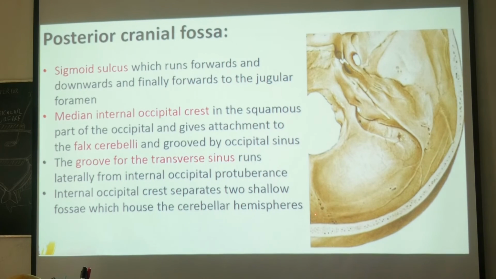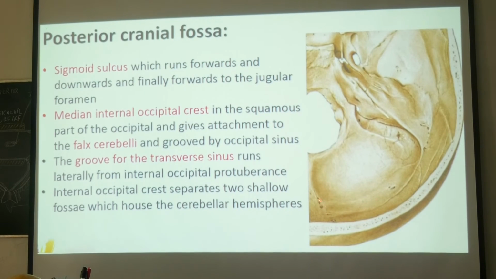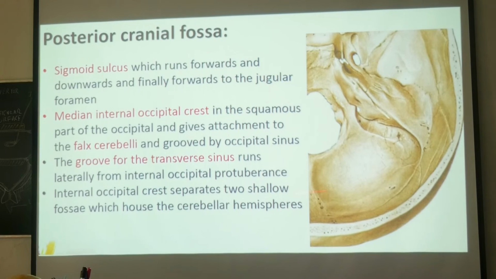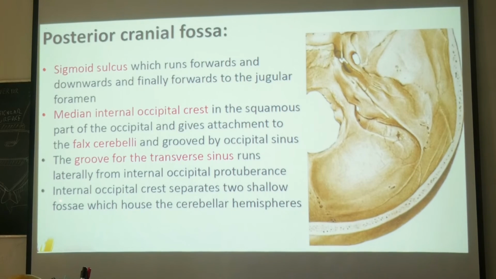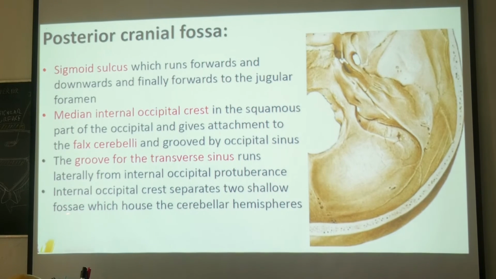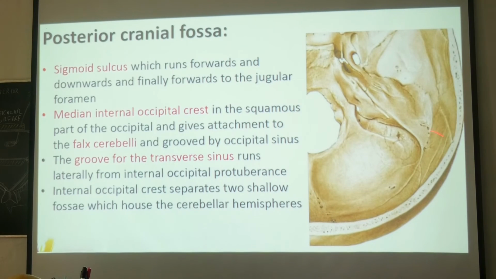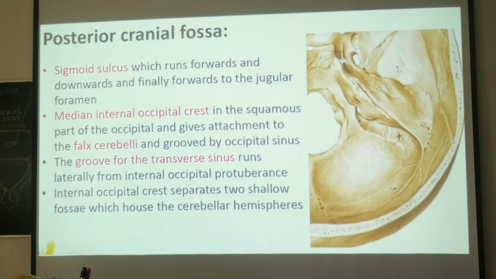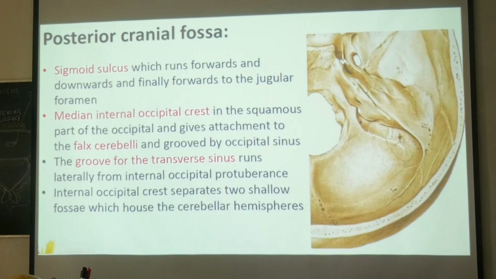Here lies the internal occipital protuberance. From here it runs laterally. This groove is up to here. This groove is for the transverse sinus. It runs laterally from the internal occipital protuberance, and the internal occipital crest separates two shallow fossae which house the cerebellar hemispheres. This crest is separating these two fossae. This is one fossa and another is lying here. So two fossae are for the cerebellar hemispheres.